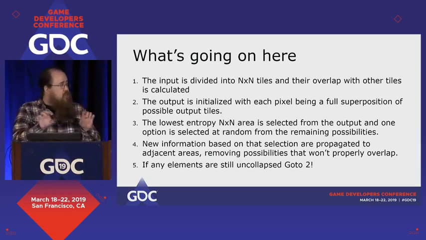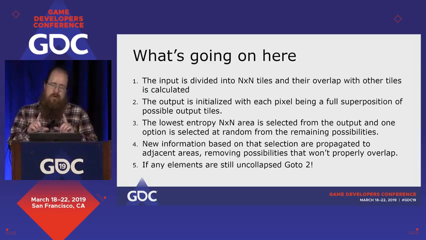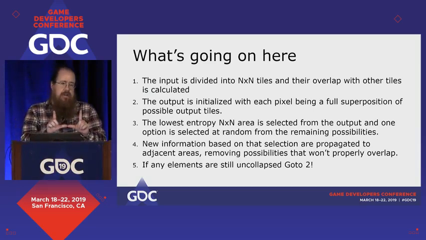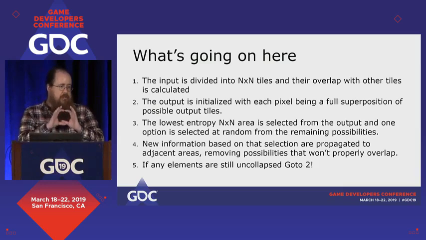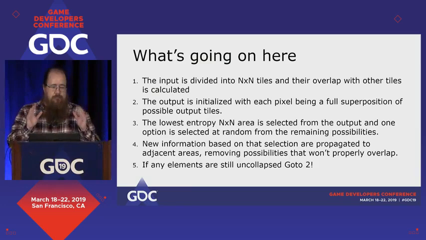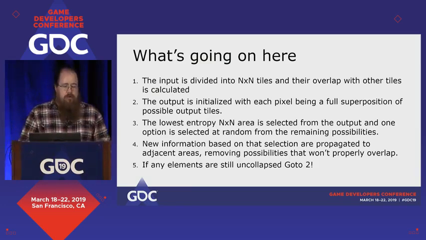So first, it chops the input up into n by n tiles. N is something you pick; 3 is a very typical size. So it's going to operate on individual 3 by 3 tiles. Chop up your input image into those, and it's going to operate on those as its basic atom. You can choose bigger or smaller atoms depending on the character you want out of your output.